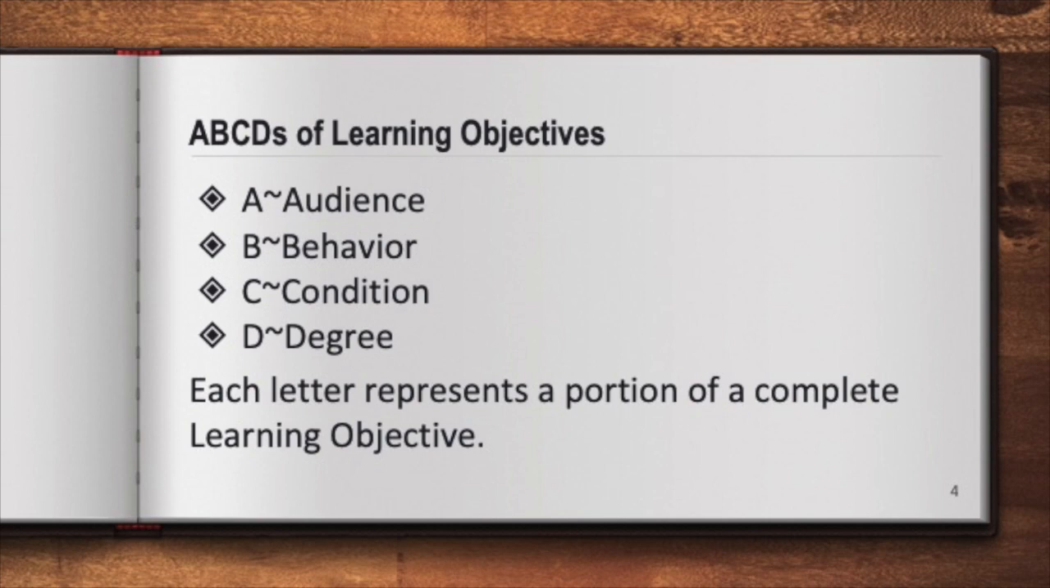And then C is for condition. Given what? What are they going to do to this thing? This behavior to some sort of condition. And then finally, degree. How do you know they've achieved the goal? I need a quantitative analysis on how they achieved the goal. Did they get 100%? Did they get 3 out of 4? Did they memorize?